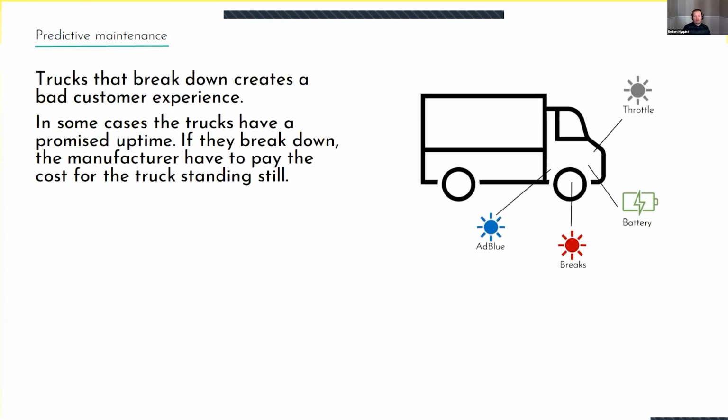And the way it worked before is that, well, the truck breaks down. There are some sensors that show, okay, you need to go to a mechanic as soon as possible. But there are no sensors that say, okay, you need to go to a mechanic in 2 weeks because this part is about to break down. So the trucks just break down, and that creates a bad customer experience. And in some cases, trucks have a promised uptime. If they break down, the manufacturer has to pay the truck owner for standing still.